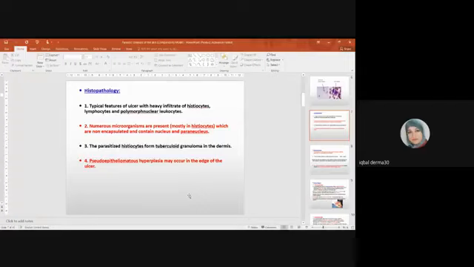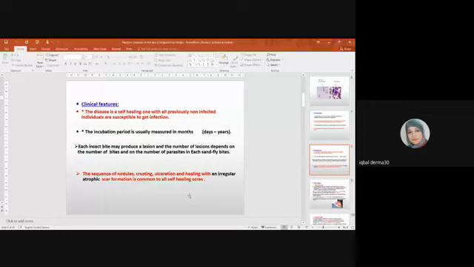So: ulcer, inflammatory cell infiltration, histiocytes engulfing the parasite, and the histiocytes forming granuloma. The age of the ulcer appears as pseudoepitheliomatous hyperplasia at the edge of the ulcer. Again, the typical features: ulcer, inflammatory cell infiltration, histiocytes parasitized by the parasite, granuloma formation, and pseudoepitheliomatous hyperplasia at the edge of the ulcer.